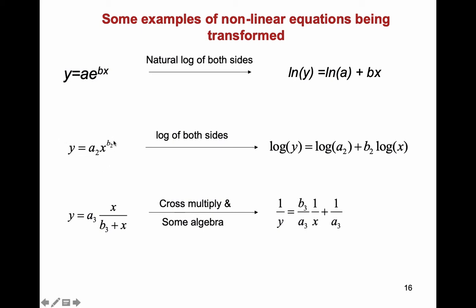So log of this entire thing is log of a2 plus log of x to the b2, and then that b2 can go down, right? So I will get this.